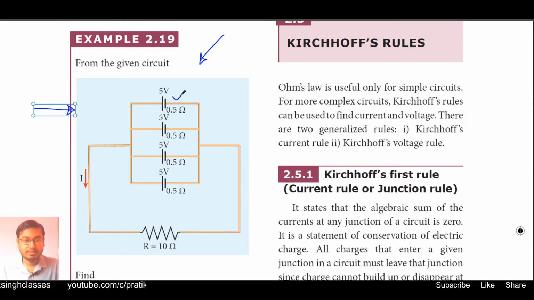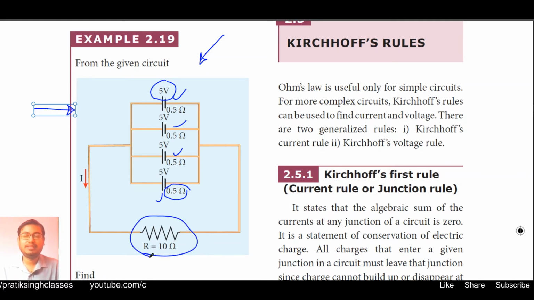So you can see here 1, 2, 3 and 4. Four cells are connected with positive terminals together and negative terminals together. That means in parallel. The EMF of each cell is 5 volt and the internal resistance of each cell is 0.5 ohm. The external resistance, or the load resistance, is 10 ohm. As you may remember, we saw the same thing given in the series combination, but here they are connected in parallel. Now see what we have to find.